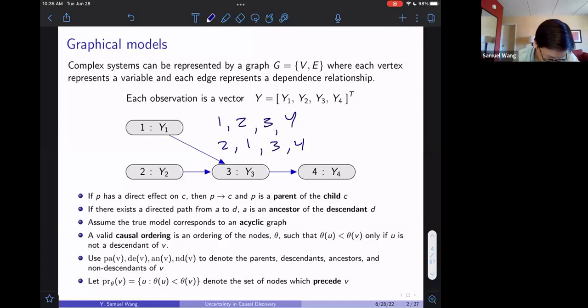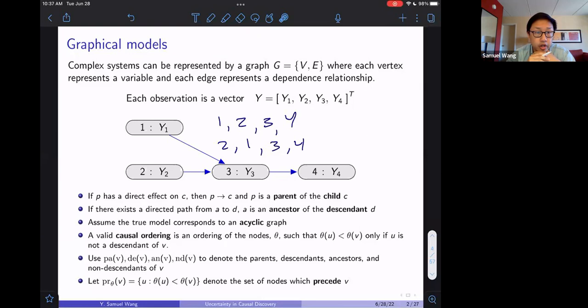All right, and so just a bit of notation here, we're going to use PA of V, DE of V, AN of V, and ND of V to denote parents, descendants, ancestors, and non-descendants of V. Okay, and then finally, we will let PR of theta of V. You have some fixed theta, fixed ordering. And so this could be a valid ordering or it could be an invalid ordering, but it's just some ordering. And PR of V will denote the sets of nodes which precede V. And basically, they're just the nodes which are before V in that specific ordering.